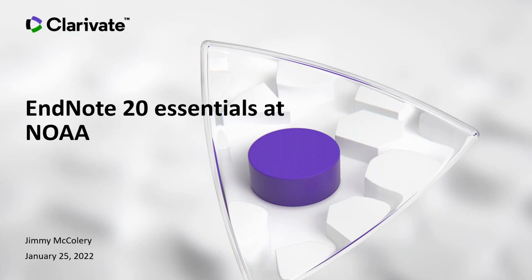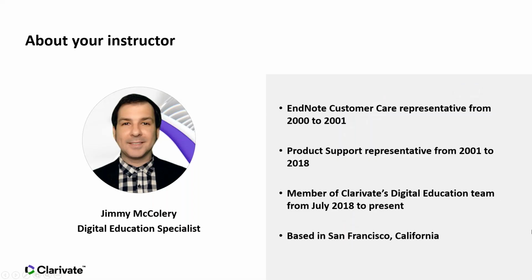Just a quick introduction. My name is Jimmy McCollery, Digital Education Specialist here at Clarivate. I work from the San Francisco Bay Area, and I've been with the EndNote team for quite some time now, celebrating my 21st work anniversary last July. I started in the customer support department back in 2000, helping process orders and assist with various order-related questions and issues. I joined the technical support team in August 2001, where I spent most of my tenure supporting EndNote and several other programs over the years.